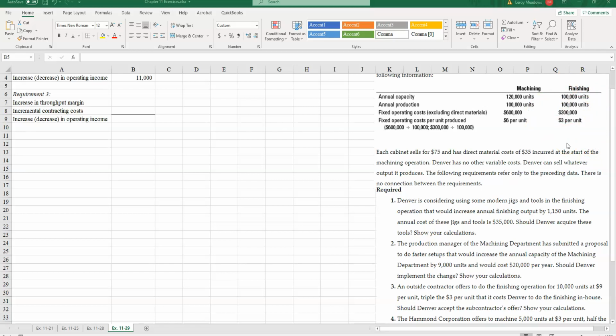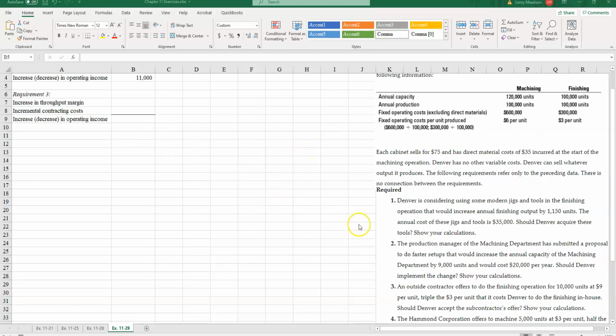Now, if it's not going to add to total output because it's not the bottleneck operation, like we just talked about in the previous requirement, then we don't have to worry about that. We don't even consider that. But because this is the bottleneck operation within the company, we want to see if we can expand capacity, because if we expand capacity, we can increase annual production. So let's take a look here.